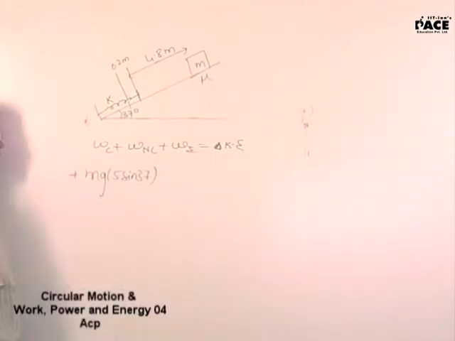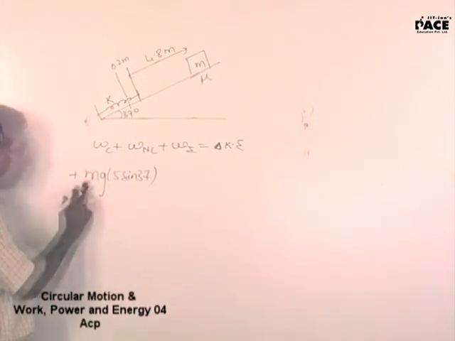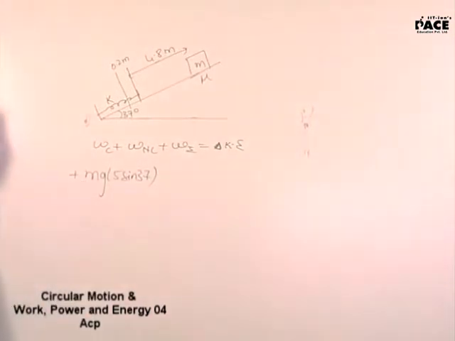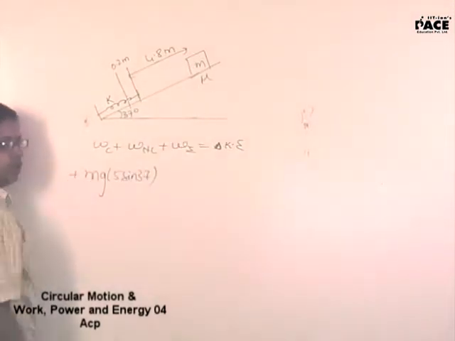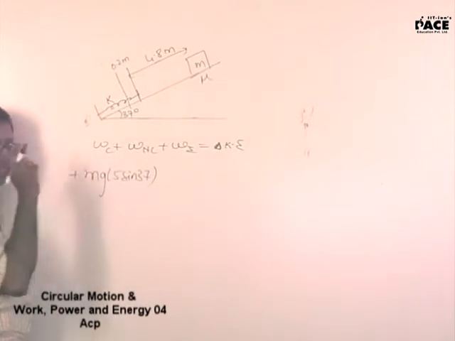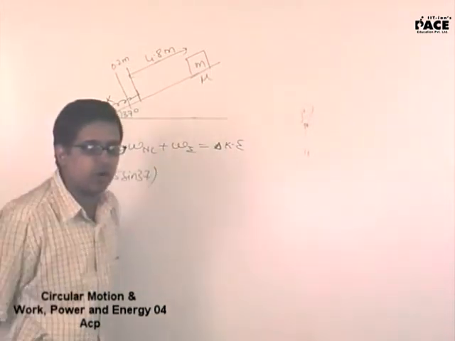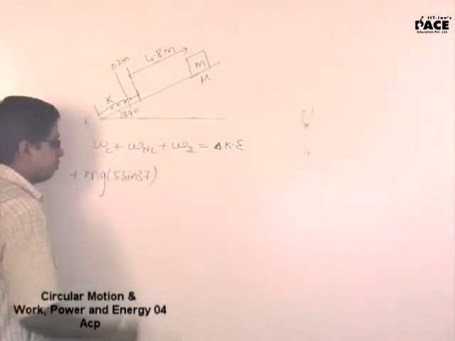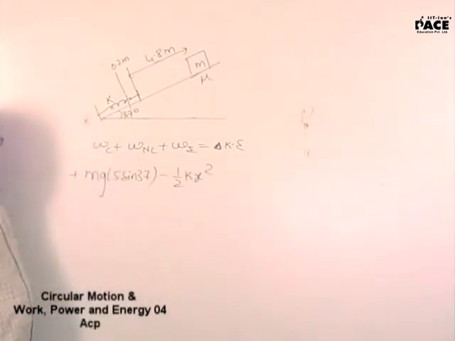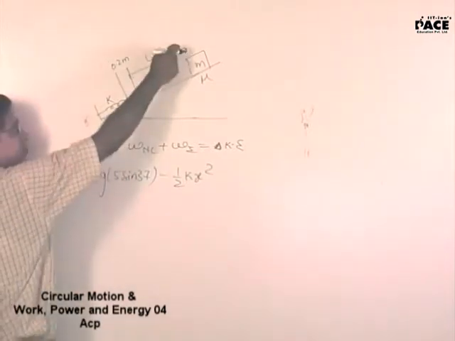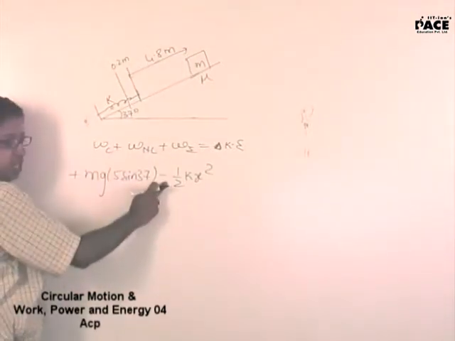And this will be positive. 3 mg. Why 3 mg? mg into 5. Okay, right. You solve this, but keep that as it is temporarily. Now this is plus because mg is in the downward direction. Displacement is also in the downward direction. There is one more conservative force which I should account for: the spring force. But this will be minus half kx square. Why minus? kx is in the upward direction, displacement is in the downward direction.